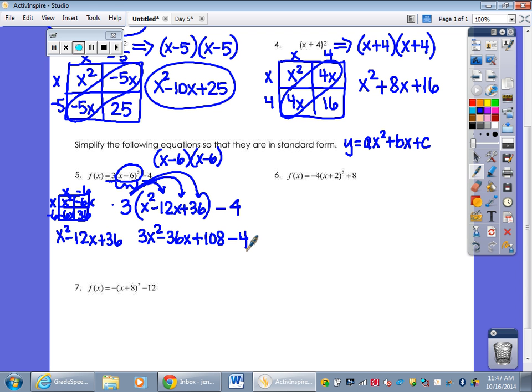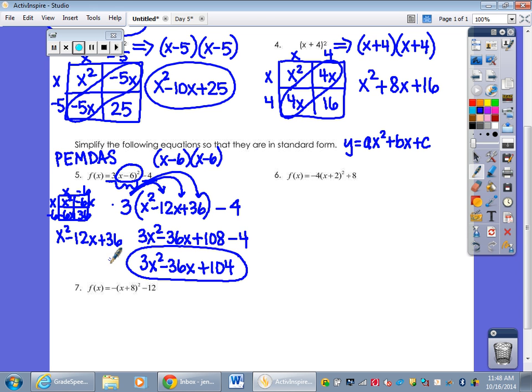Again, this is PEMDAS. So you're going to do the parentheses first, then the exponent, then multiplication, then division, addition, subtraction. So remember, PEMDAS tells us what order we need to do this in. We took care of parentheses, we took care of exponent, the 2, squaring it. We took care of multiplying by 3. Now we're just going to combine our like terms. So we should get 3x squared minus 36x, 108 minus 4 is 104. So this would be our final answer. y equals 3x squared minus 36x plus 104. Notice that that is in standard form.